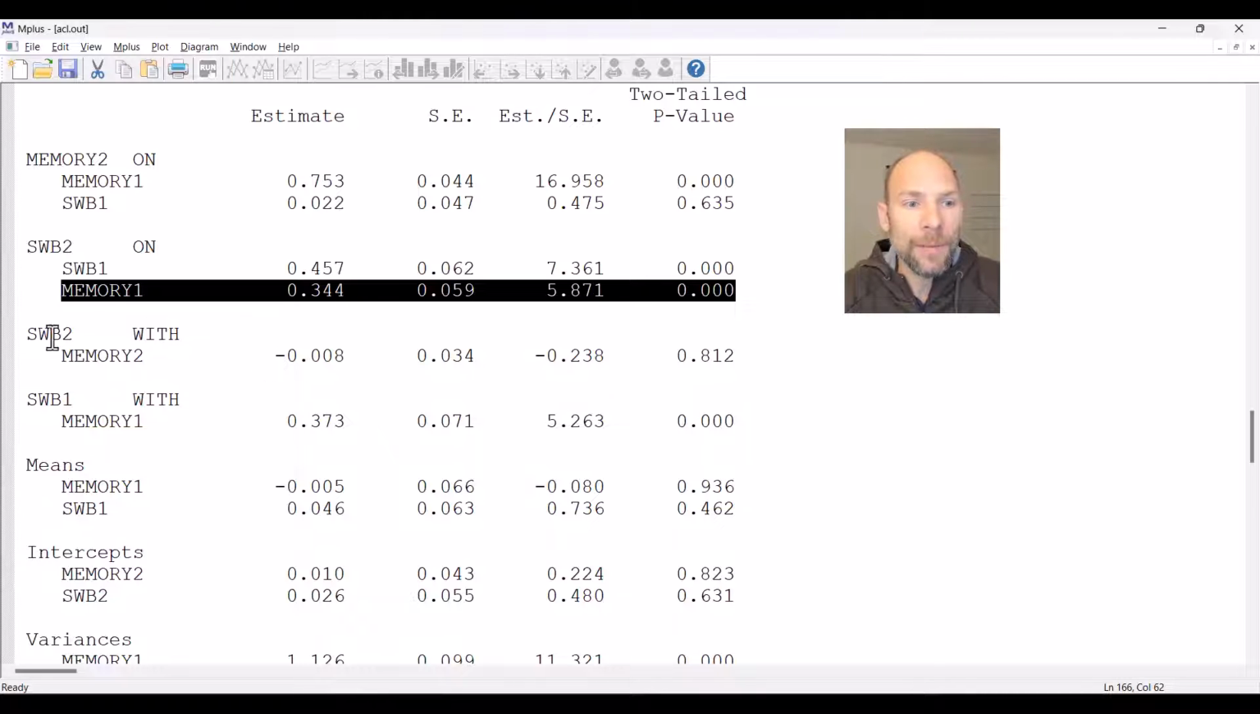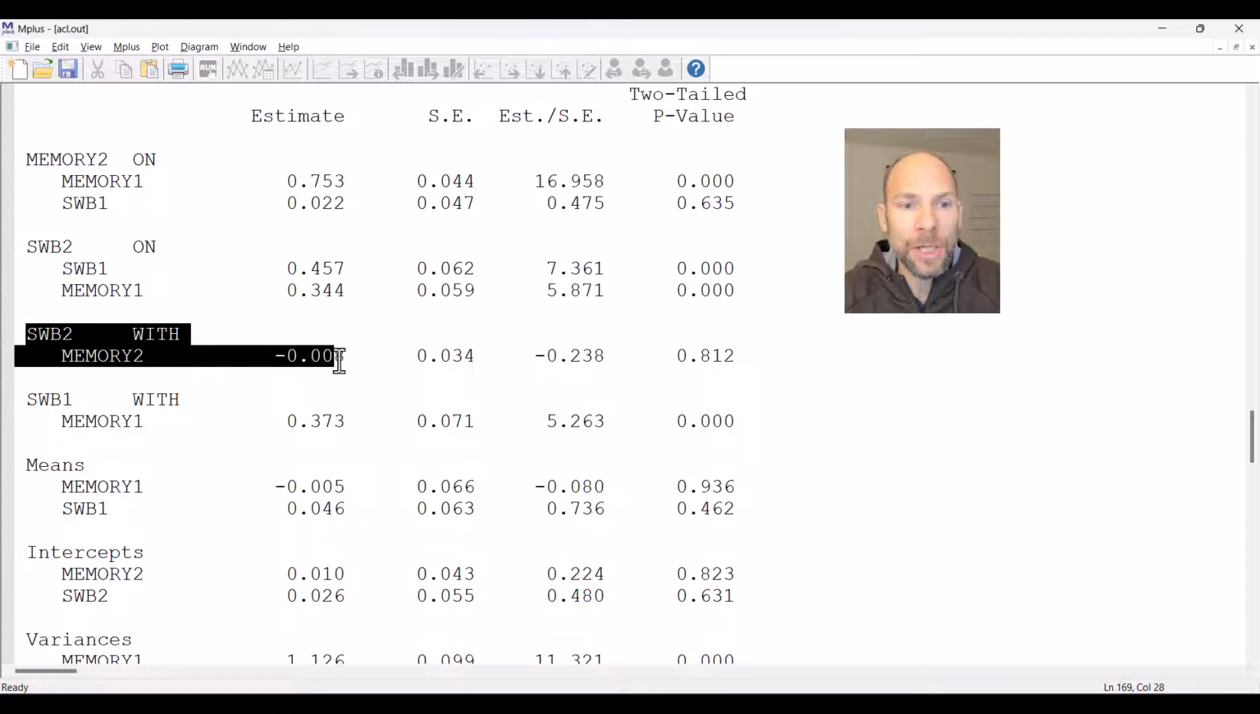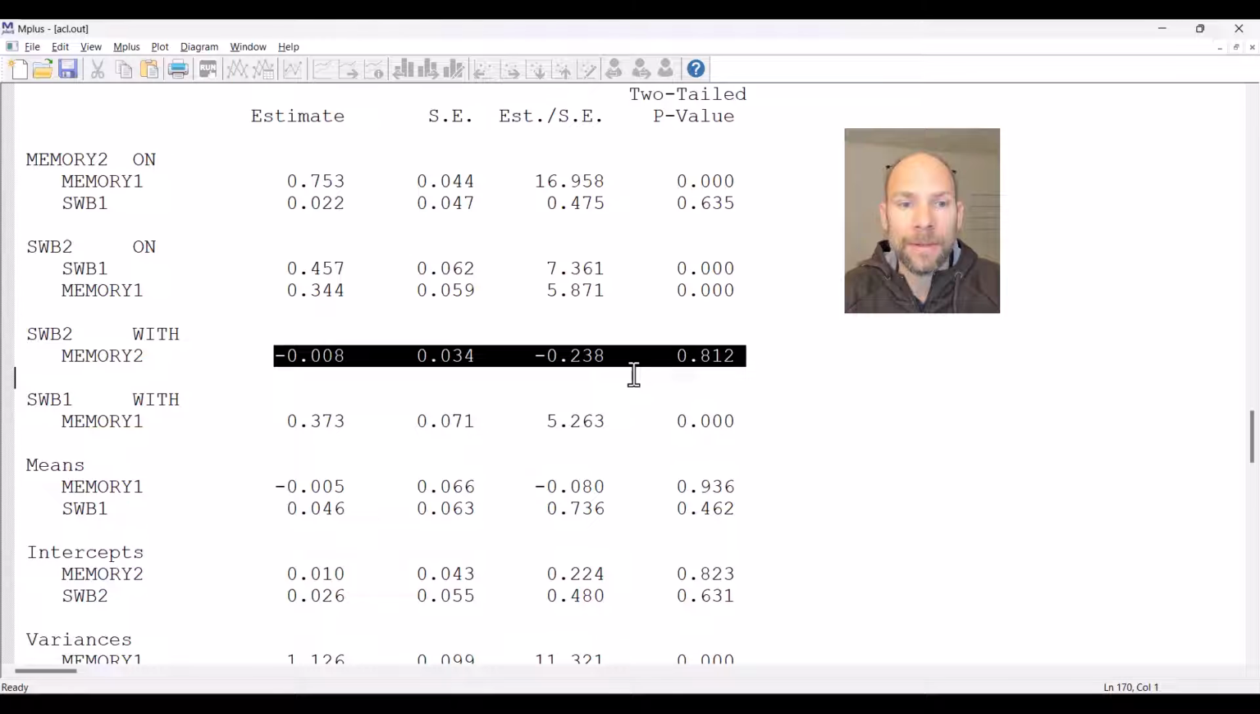You can furthermore see that the residual association between the subjective well-being scores, or the residuals for the subjective well-being scores at time 2 and the residual scores for the memory performance at time 2, is close to 0. This is a covariance because this is the unstandardized solution. So this covariance here is very close to 0 and not statistically significant. You can see the p-value is 0.812. So there is no significant or substantial residual association at time 2.